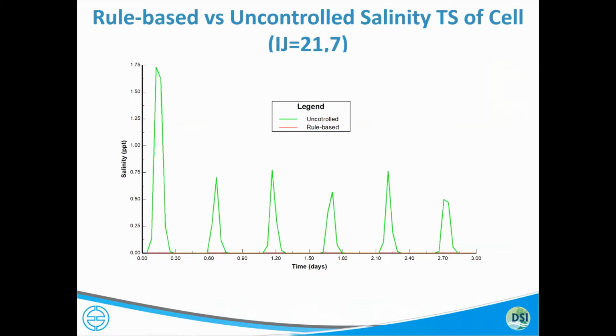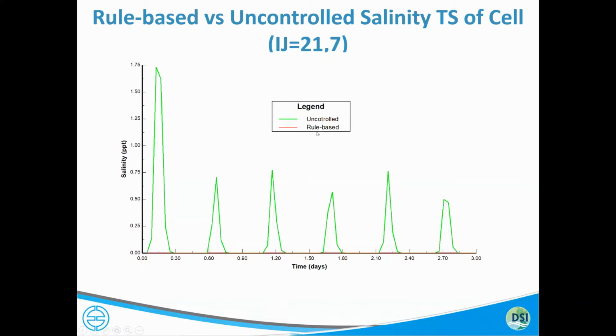So this is the operation, looking at time series of the two different test cases. One, the green line, was the salinity at cell 21.7 with the uncontrolled case. So this is upstream of the hydraulic structure. Originally, salinity was making it from the ocean, if you will, the higher salinity region, upstream through the hydraulic structure, and essentially getting salinity in the freshwater river.